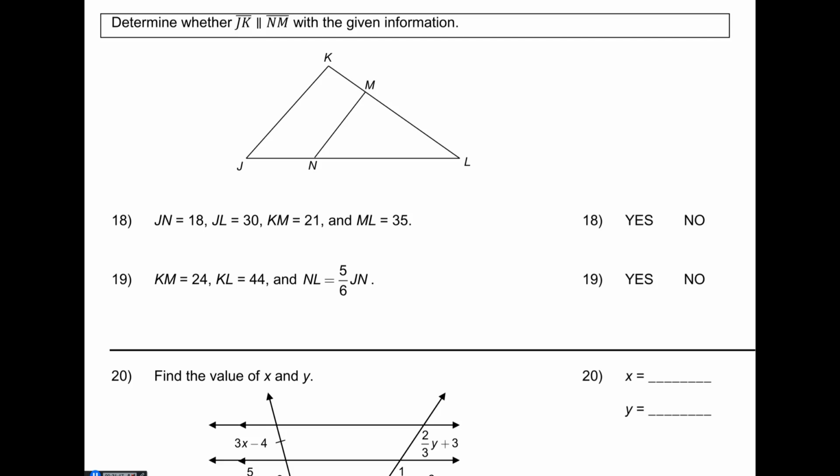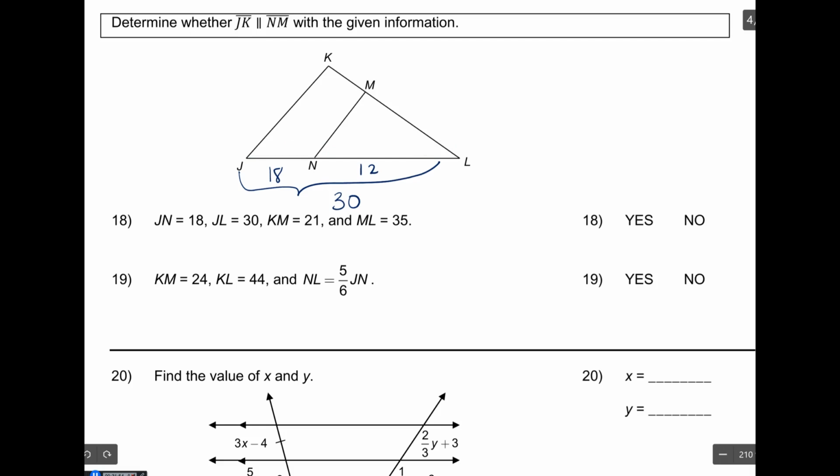Alright, determine whether we want to know if they are parallel. JK and NM are parallel, given the following information. So if I write out what's given to me, JN is 18, JL is 30, which means that NL is 12. You see I got that? 30 minus 18. That'll just give me the slot that they didn't tell me, which is 12, because JN plus NL have to equal 30 total.